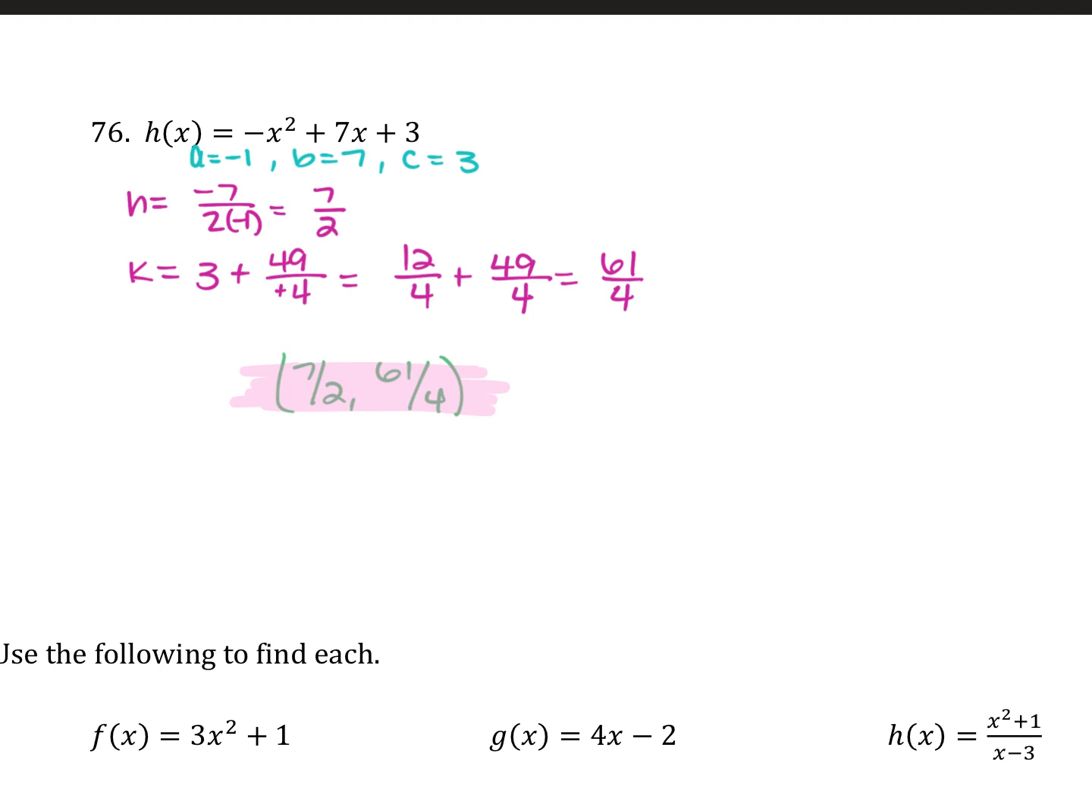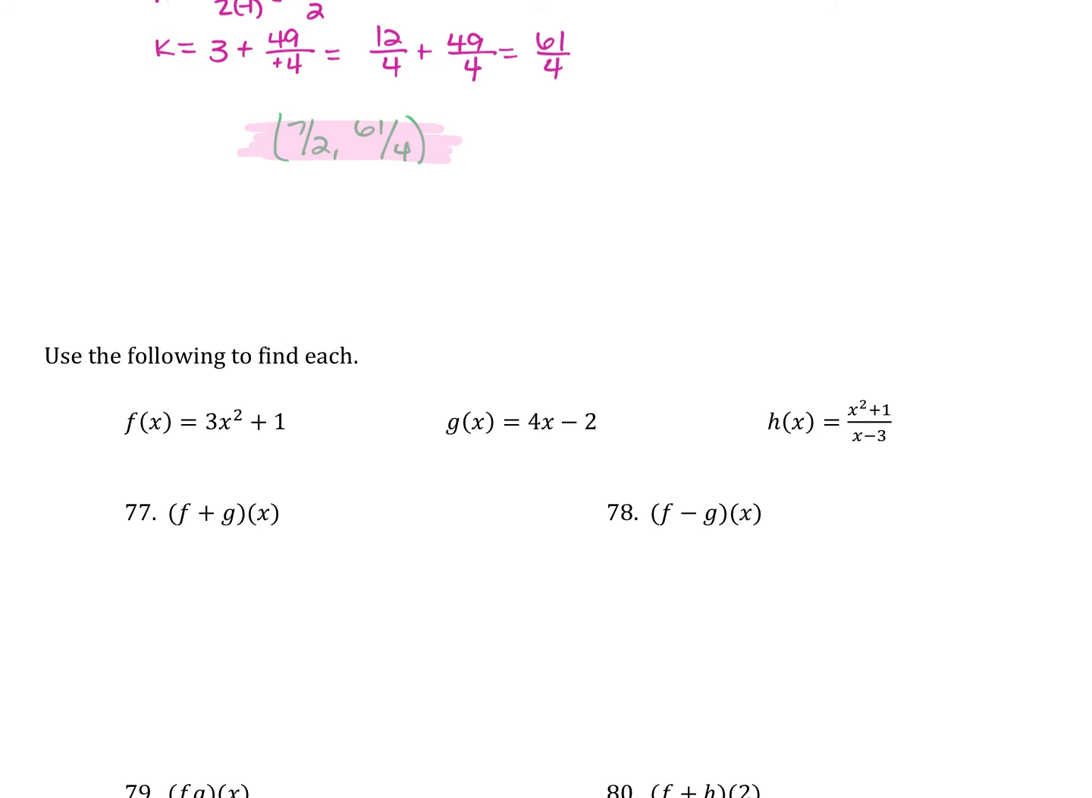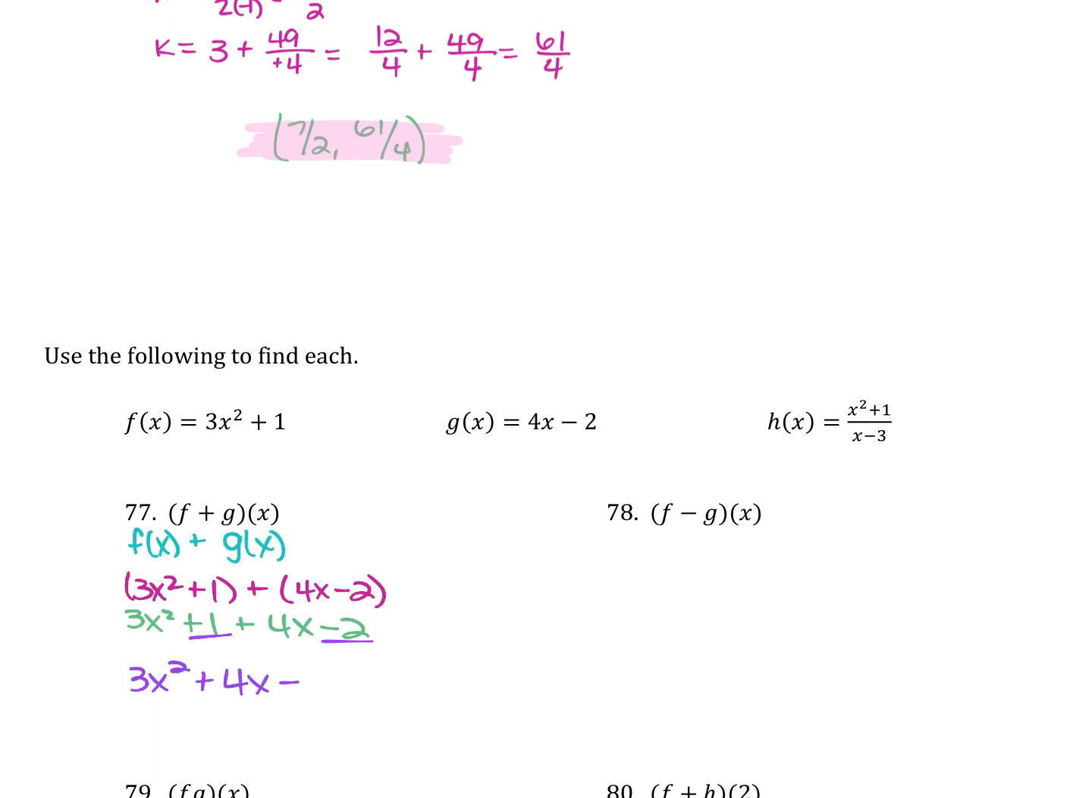For 77 through 83, we are using f of x is equal to 3x squared plus 1, g of x is equal to 4x minus 2, and h of x is equal to x squared plus 1 over x minus 3. For 77, we're finding f plus g of x. So we're going to take f of x and add it with g of x. So that just means we're going to do 3x squared plus 1 plus 4x minus 2. Get rid of your parentheses, combine like terms. Your only like terms here are the 1 and the -2, so this gives you 3x squared plus 4x minus 1.